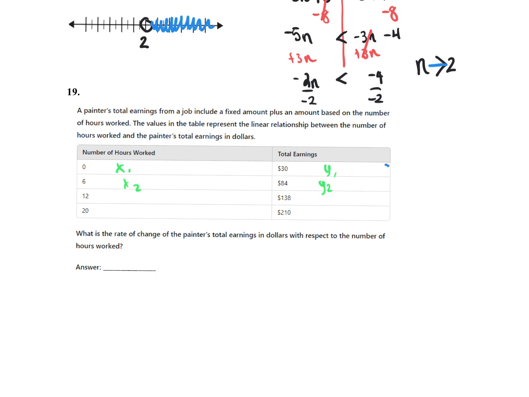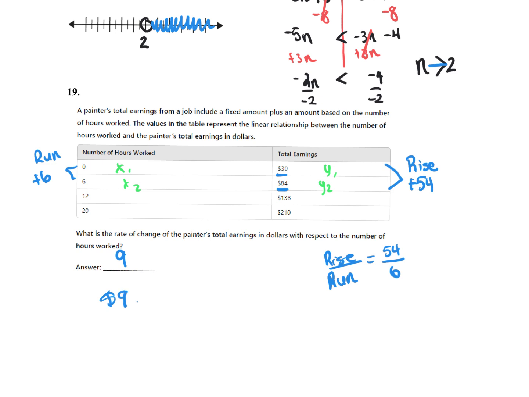If I want to talk about my rise, my earnings here is my rise. So from 30 up to 84, I rise plus 54. And over here, this is my run. It's my X stuff. I started at 0 and went up to 6. So that means I went up 6. Slope is my rise over my run, which gets me 54 over 6, which will get you a slope of 9, which in this story problem means $9 per hour.